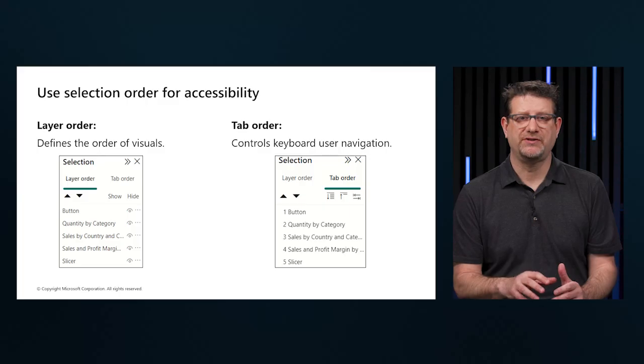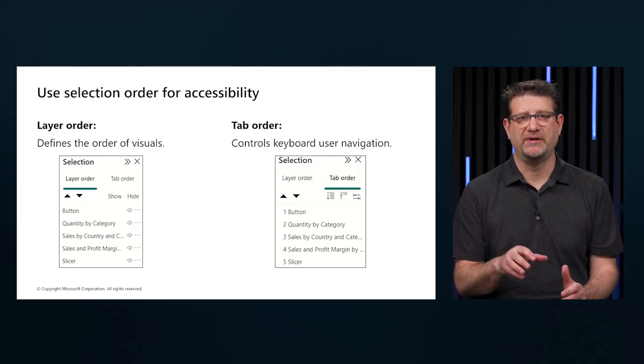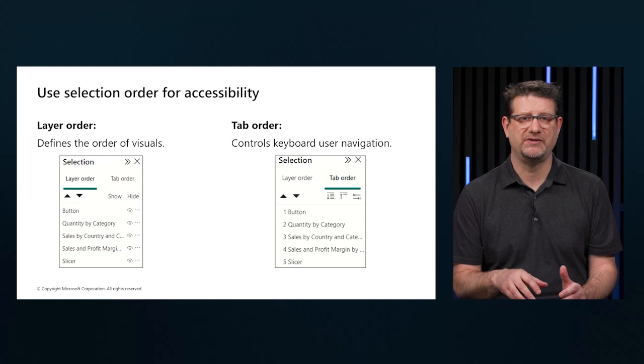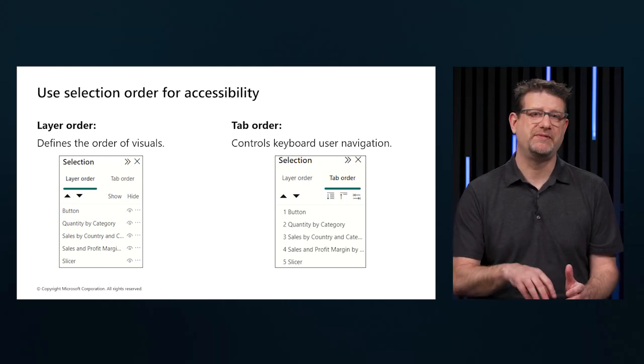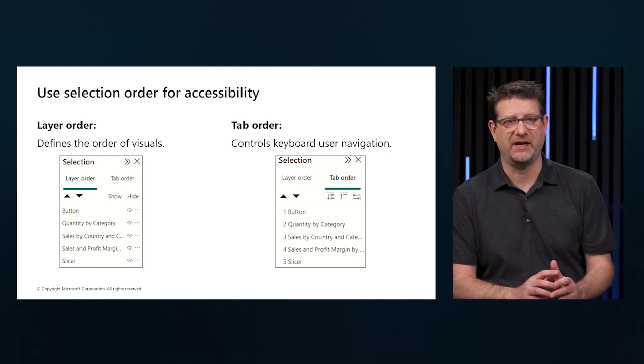The selection pane also has an appearance indication for each visual in the list, but it isn't possible to change the appearance in the mobile layout view. This must be done in the regular desktop layout view.